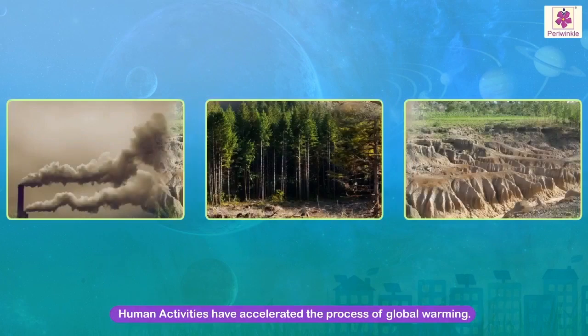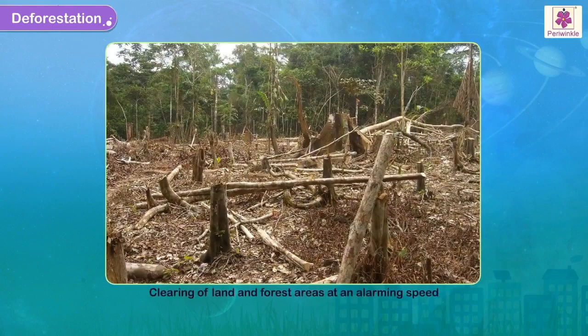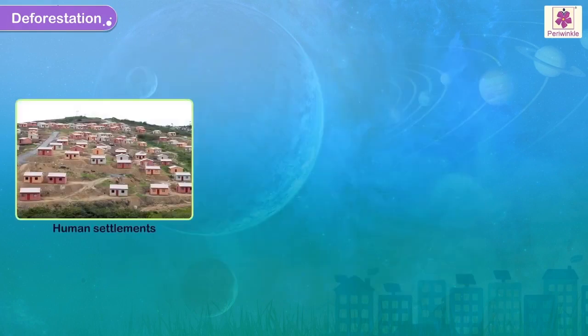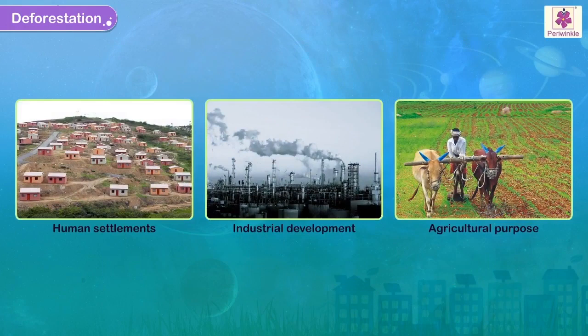Human activities have accelerated the process of global warming. Some of these are deforestation, the clearing of land and forest areas at an alarming speed for human settlements, industrial development, agricultural purpose, etc. This is called deforestation.